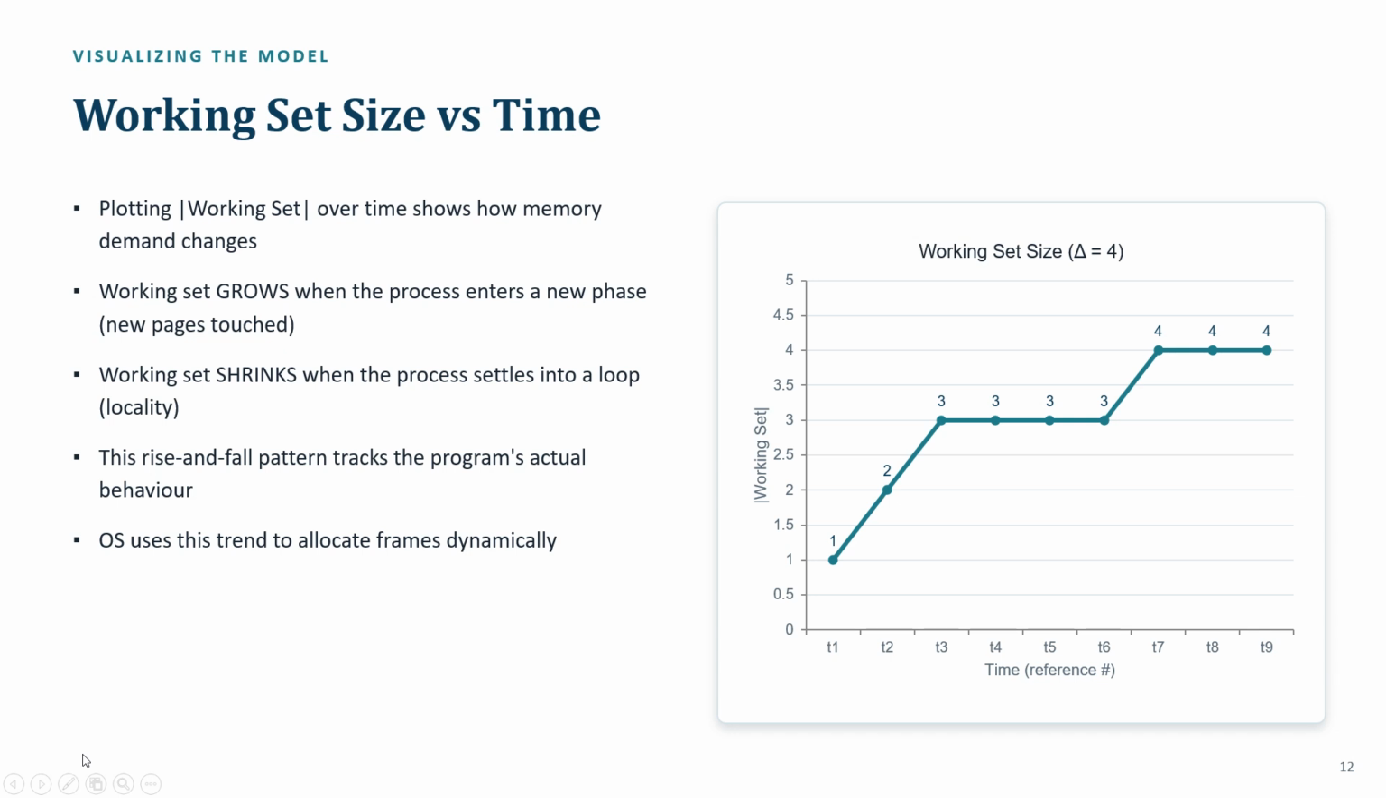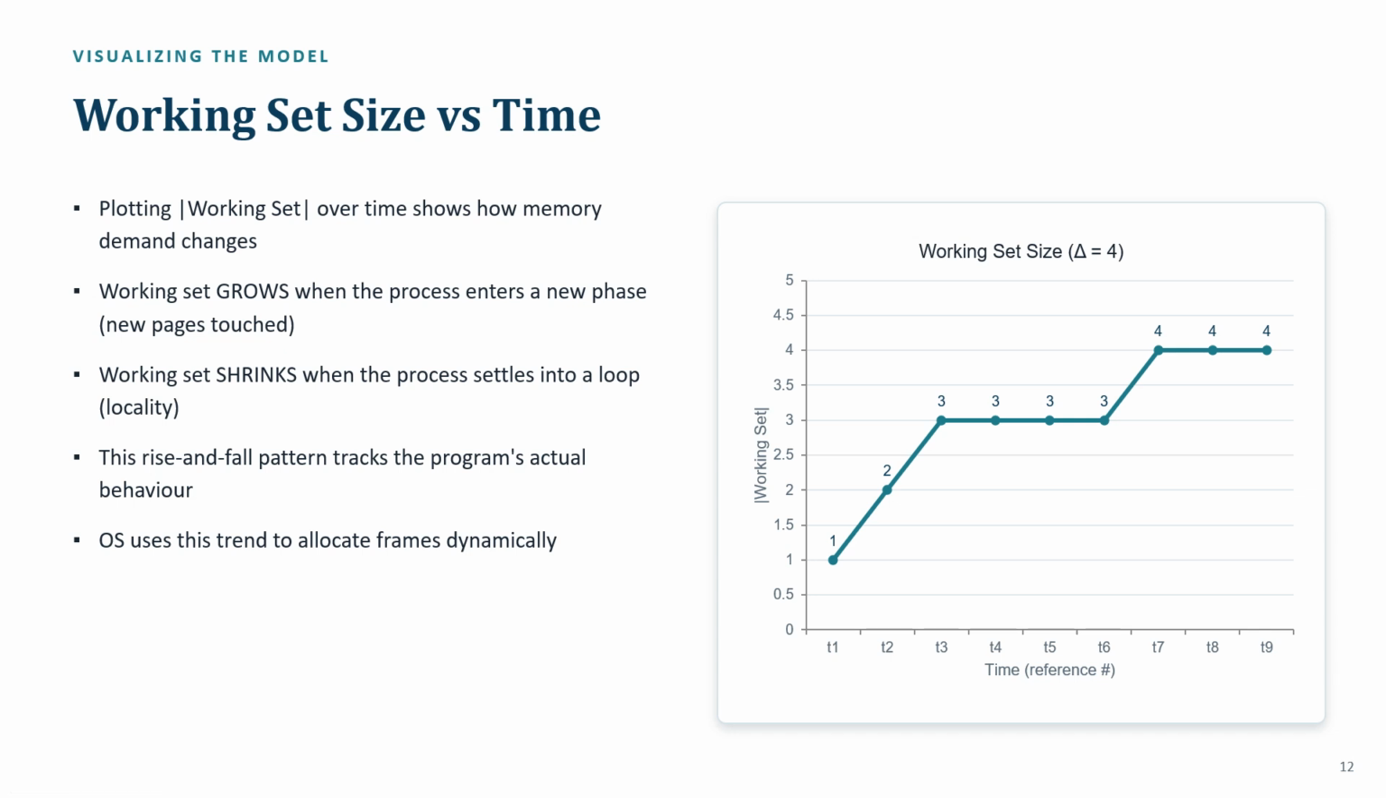Now, working set versus time. It climbs upwards whenever the process starts touching brand new pages, for example, when it enters a new function or a new phase of computation. It flattens out or shrinks when the process settles into a loop, repeatedly reusing the same handful of pages thanks to locality of reference. The rise and fall patterns track the program's actual behavior.